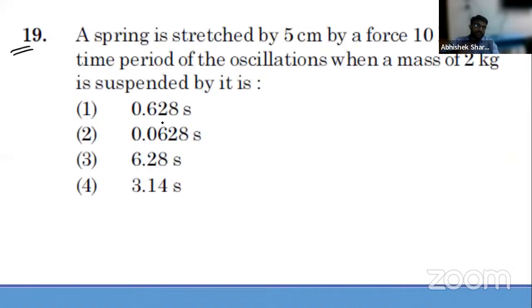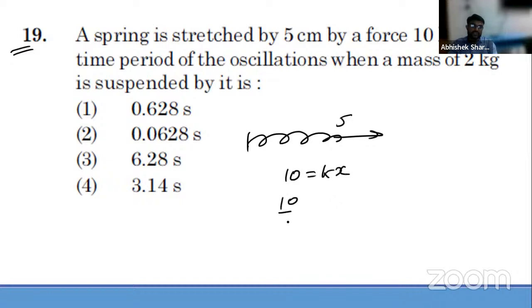Yeah, this is again very easy. I just directly solve it. Say the spring is stretched by 5 centimeter by a force of 10 Newton. So this is a spring. It's stretched by 5 centimeter. Force is 10 Newton. It is Kx. X is 5, K comes out to be 2 Newton per meter, the spring constant.